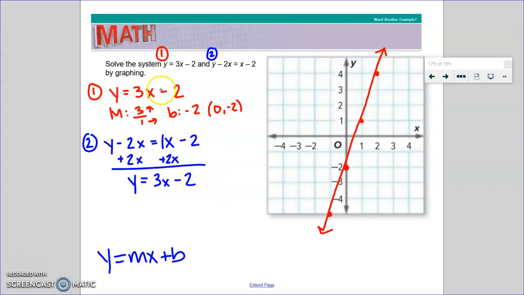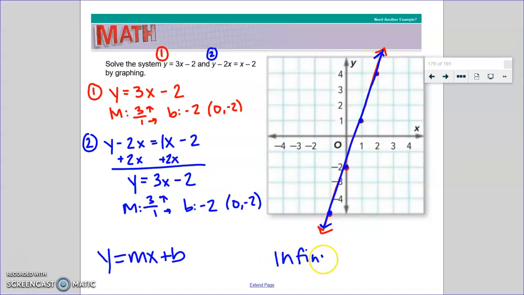And what we end up noticing perhaps is that we have the same slope and the same y-intercept. So when we go to graph this, we end up with the same exact points. So that's the same exact line. So we call this infinitely many because it shares everything.